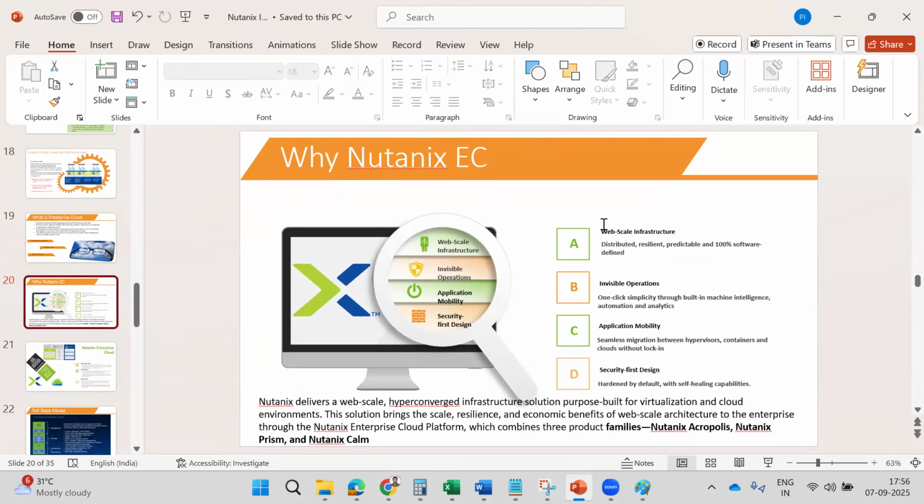But why? Because it is a web scale infrastructure. If it is enterprise cloud, you need to have a web scale infrastructure. I mean, through the browser or web, you can manage your environment. Then invisible operations: yes, there is a lot of artificial intelligence based management and monitoring available in the system. Application mobility, you can easily migrate a VM, and then security is their first design. Since it already met the enterprise cloud standard, Nutanix is also an enterprise cloud OS.